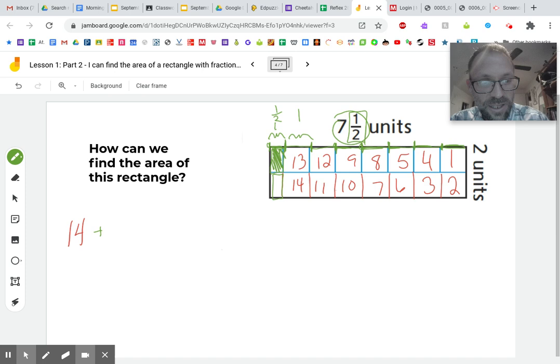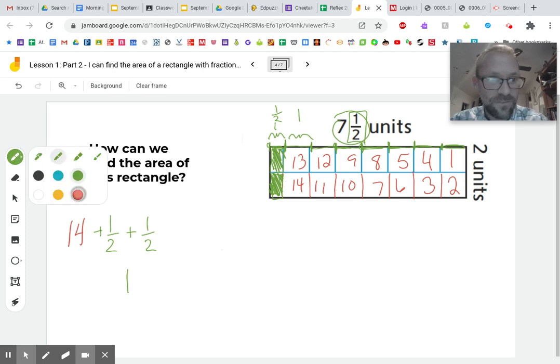So we have 14 plus 1/2. And we have this half right here. So we're going to add another half. And do you remember from the last problem what 1/2 plus 1/2 is? That's right, 1/2 plus 1/2 is 1.